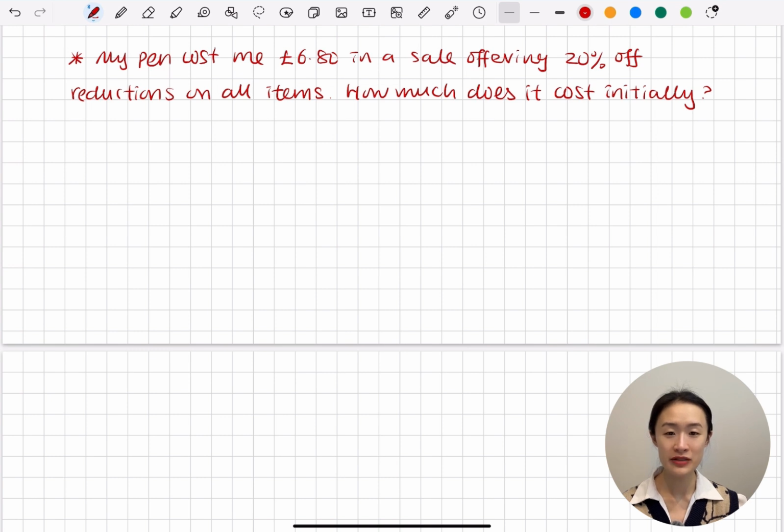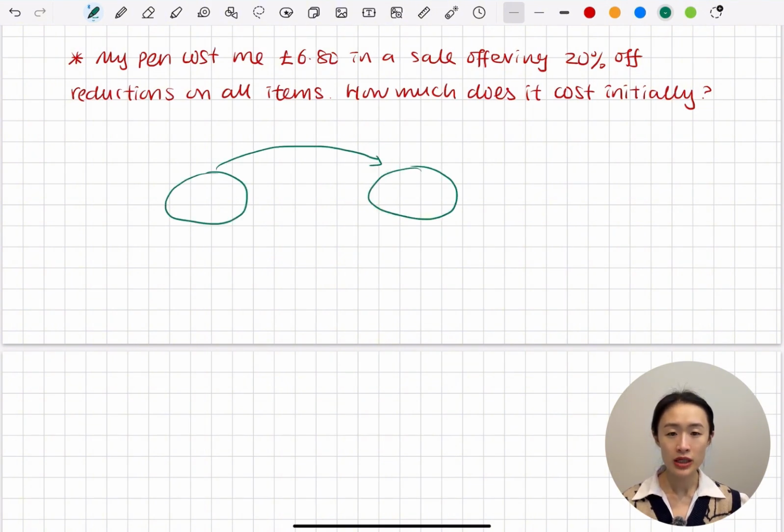This one is slightly different. My pen cost me $6.80 in a 20% off sale. And what I want to do now is to find out how much does it cost originally. So what I need to do is to draw ourselves two circles with an arrow. Now the next question I need to think about is where should that number go? 6.8. That is the price after the discount. So it goes into the second circle.